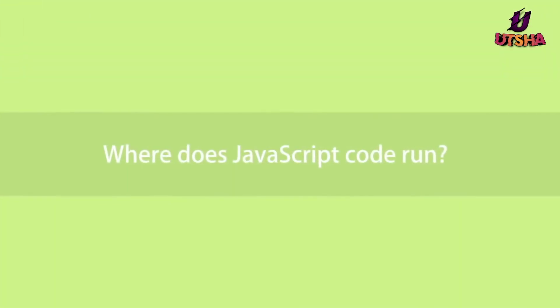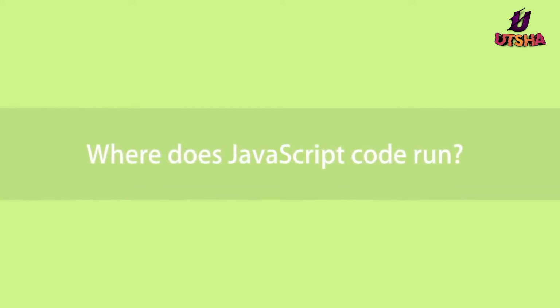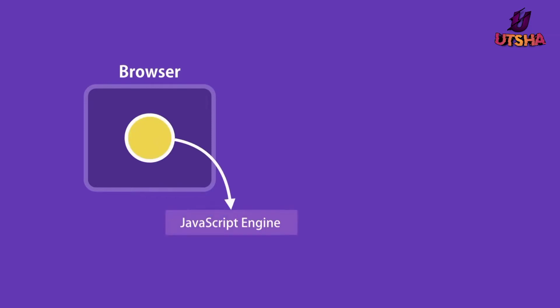The third question. Where does JavaScript code run? JavaScript was originally designed to run only in browsers. So every browser has what we call a JavaScript engine that can execute JavaScript code. For example, the JavaScript engines in Firefox and Chrome are SpiderMonkey and V8.